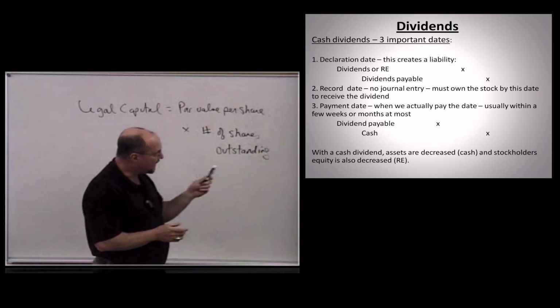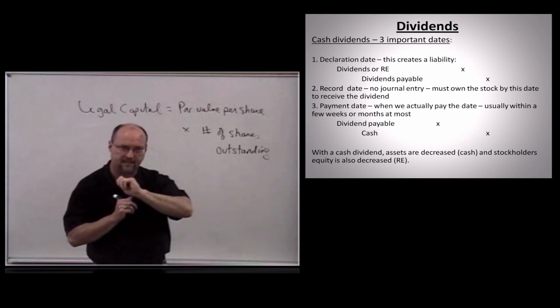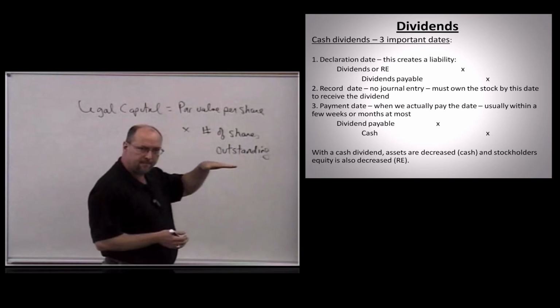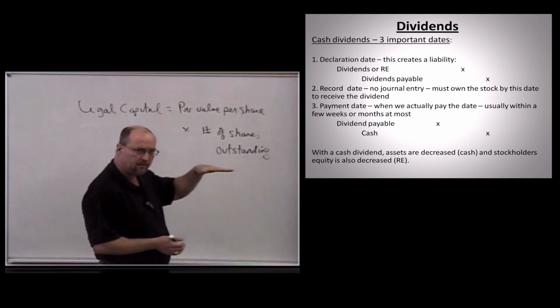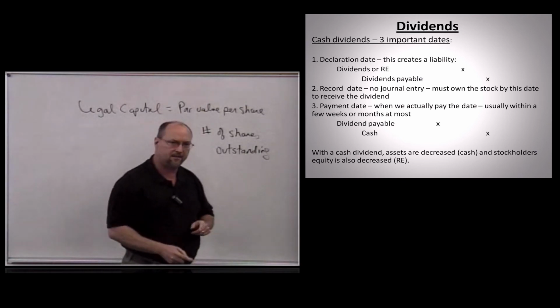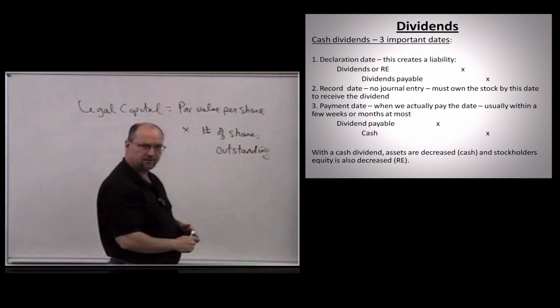And third, we have the payment date, which is pretty self-explanatory. It's when we actually cut the check for the dividends. When we pay any liability, you debit the payable, in this case debit dividends payable, and you credit cash. Okay? So ultimately what's happening is when you pay a cash dividend, your assets, cash, are going down, and equity, retained earnings, is going down.